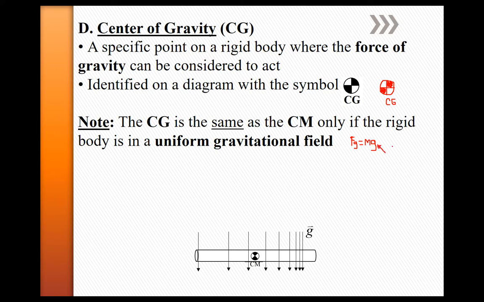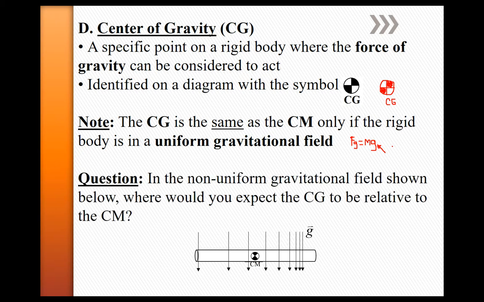Again, we're not going to have to worry about this mathematically. It's just simply one note. If you're looking at a common object, it's not going to be in a non-uniform gravitational field. If I have a water bottle on my desk right now, the whole water bottle is subjected to the same gravitational field strength in that region. So in the non-uniform gravitational field shown below, where would you expect the center of gravity to be located relative to the center of mass? It'd be shifted more towards where the gravitational field is stronger.